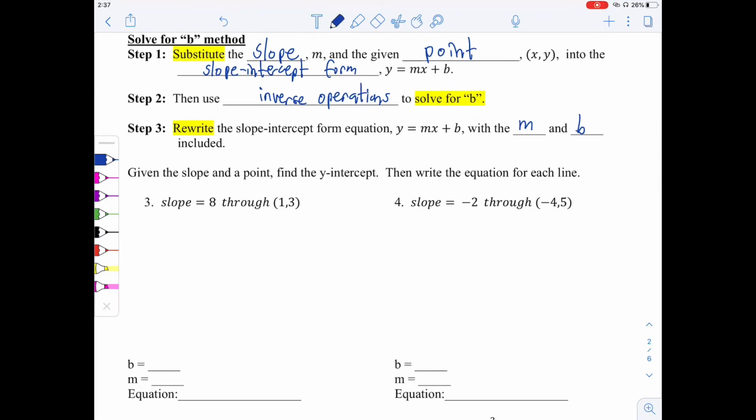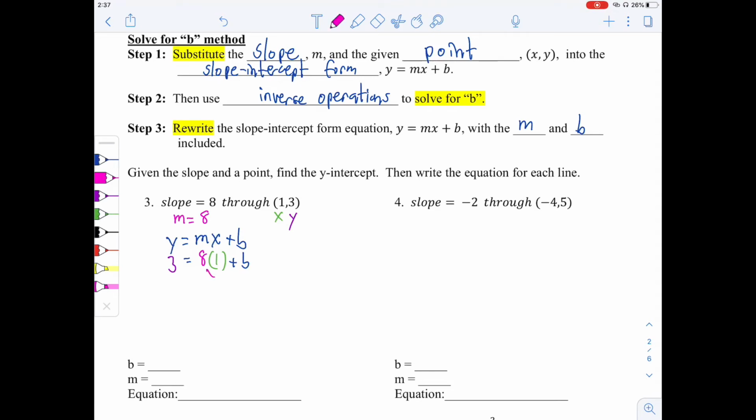So let's try them out. The slope is 8, so we're given m equals 8. We're given the x, which is 1, and the y, which is 3. Let's write that in our equation, comparing to y equals mx plus b. We put in our y value, 3, our m value, 8, and our x value, 1, and then plus b at the end. And we can solve that.